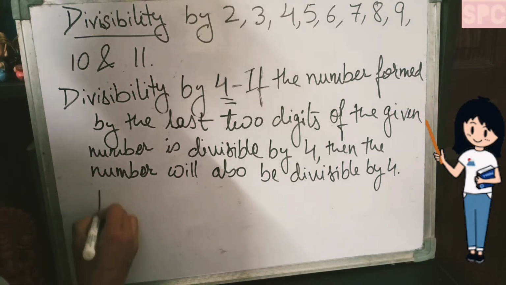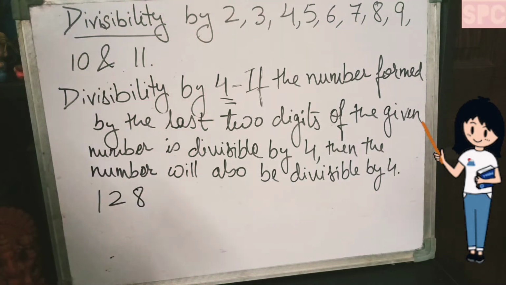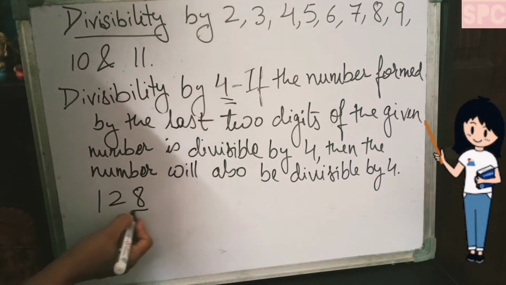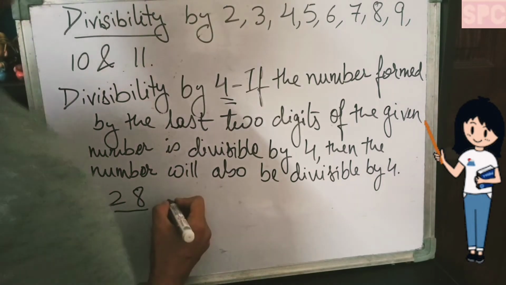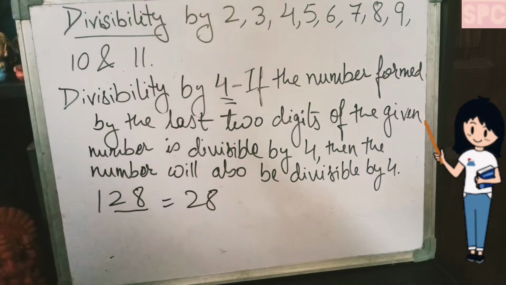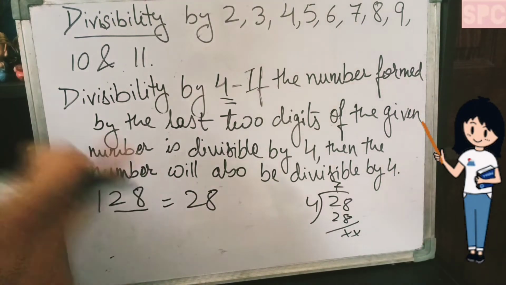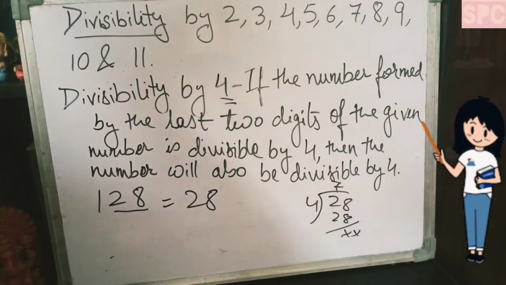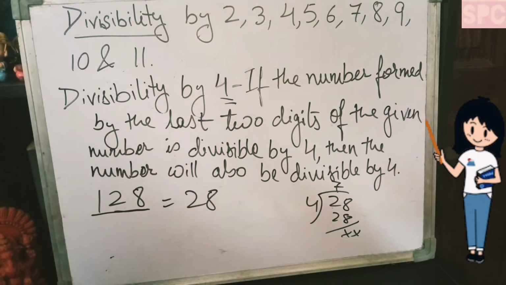Let's take the number 128. Now here, the number which is formed by the last two digits, I mean ones and tens, is 28. 28 comes in the table of 4. 4 sevens are 28. So here we can see that 28 is completely divisible by 4. It means this entire number is also divisible by 4.